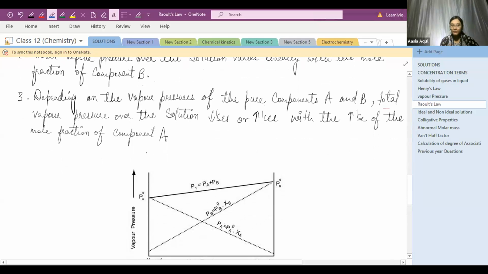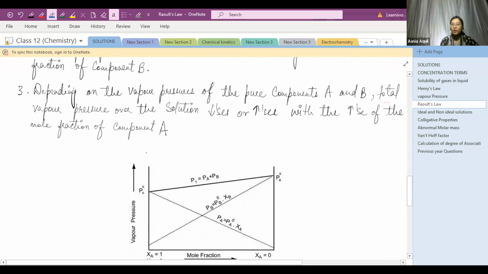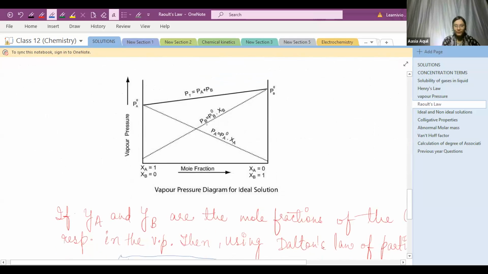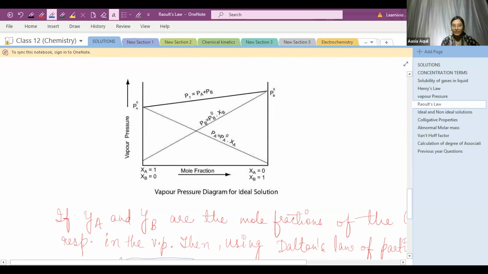The third conclusion was that depending on the vapor pressures of the pure components A and B, the total vapor pressure over the solution decreases or increases, right? So it depends on the vapor pressure of the pure components A and B. The total pressure can decrease or increase with the increase or decrease in the mole fraction of component A. Okay, so see over here, this is the vapor pressure versus mole fraction graph.